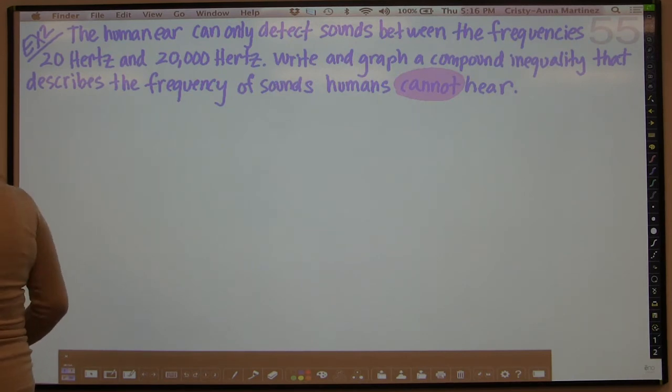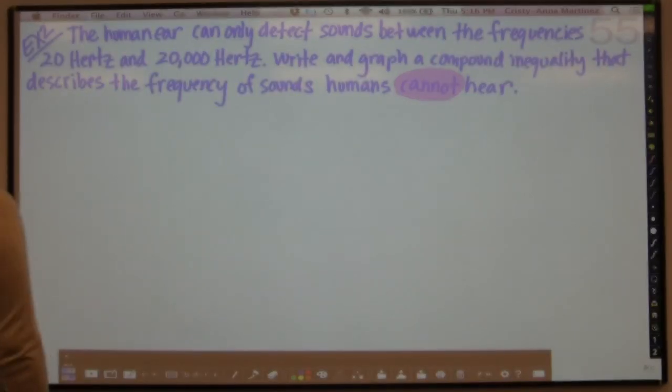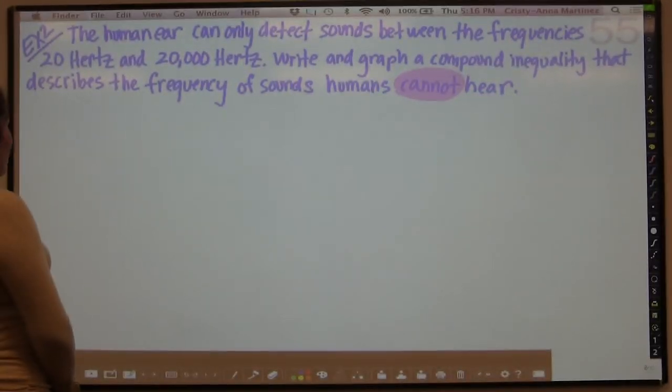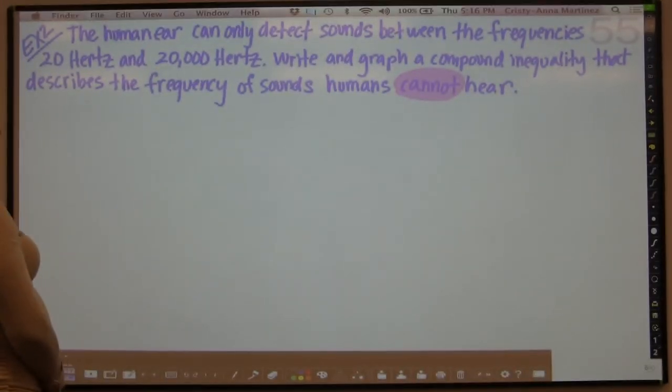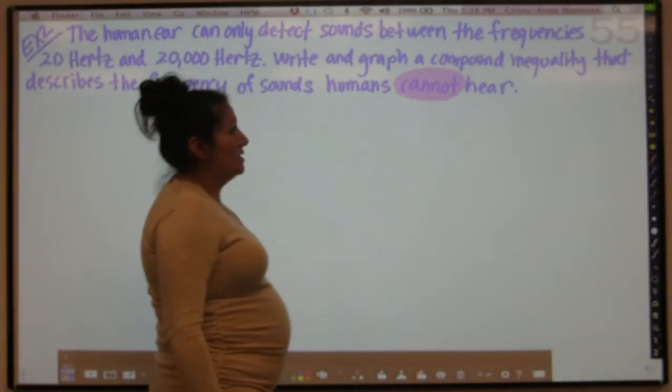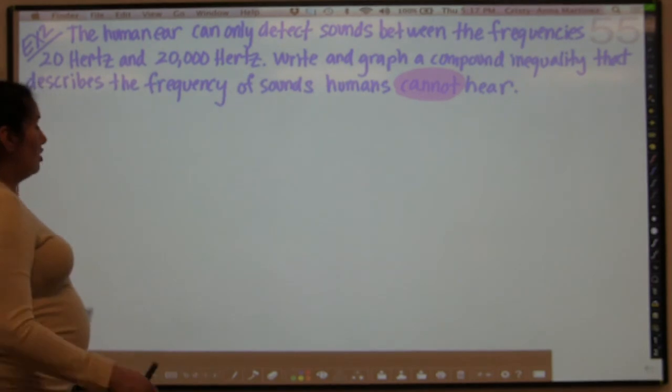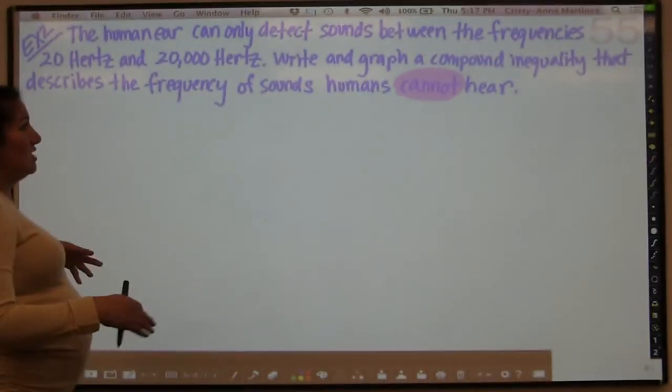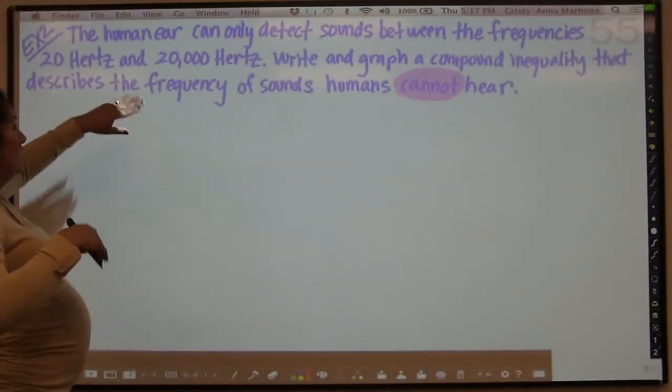Alrighty, so in example 2 it says, the human ear can only detect sounds between the frequencies 20 hertz and 20,000 hertz. That's a really large span though. Write and graph a compound inequality that describes the frequency of sounds humans cannot hear. And I went ahead and I highlighted the word cannot because if you don't read it right, automatically you might think, oh, that's easy. It's just going to be between 20 and 20,000.